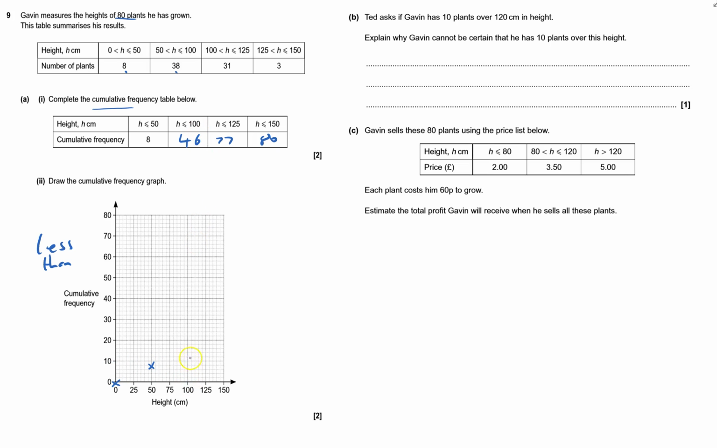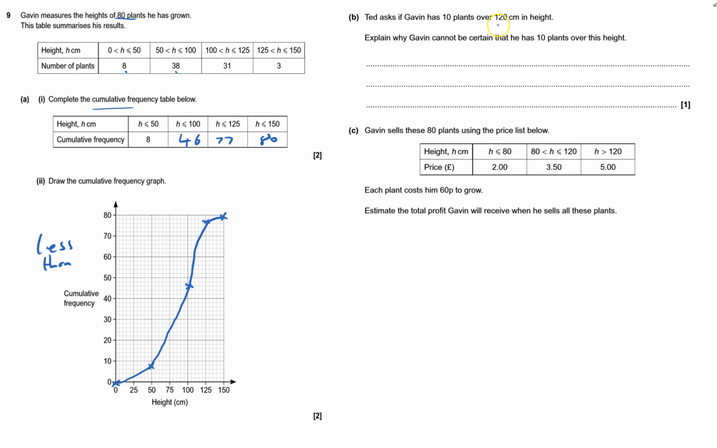Less than 100 will be 46, so that'll be 3 lines up. 125, 77, so that'll be 3.5 lines up from 70. And 80 were here. I'll draw them up with a smooth curve, as smooth as I can. Not too good towards the end. There we go.